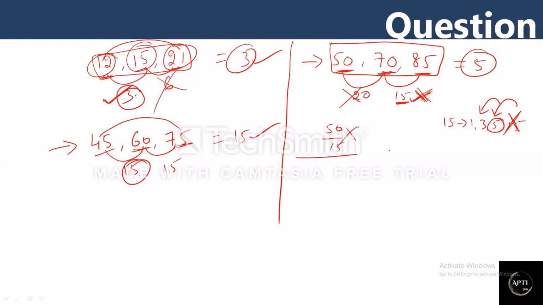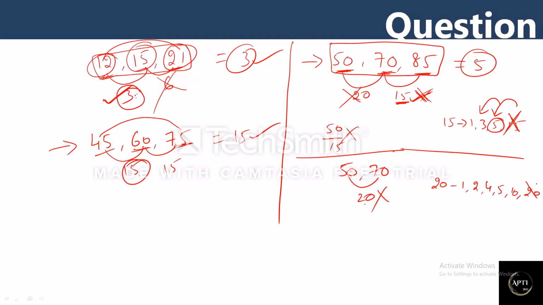Let me give you one more example. Can you tell me the highest common factor of 50 and 70? The difference is 20. Now we check whether 50 and 70 are divisible by 20. No. So what do we take? What are the factors of 20? 1, 2, 4, 5, 10, 20.